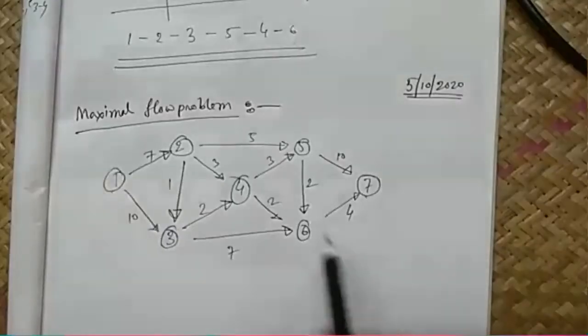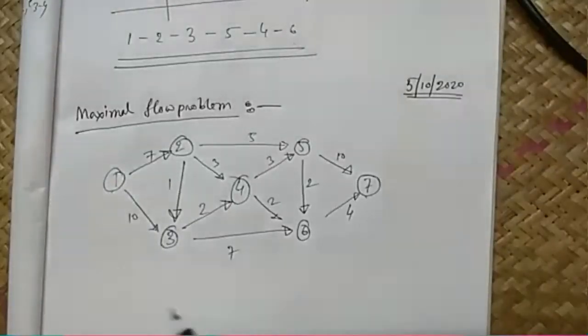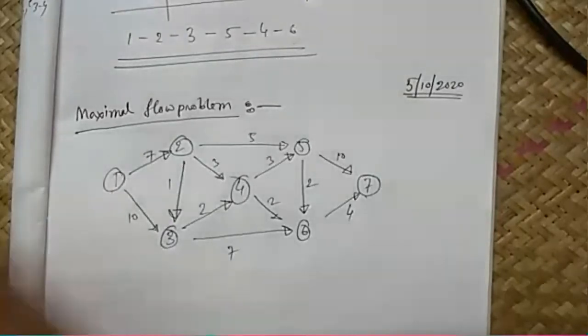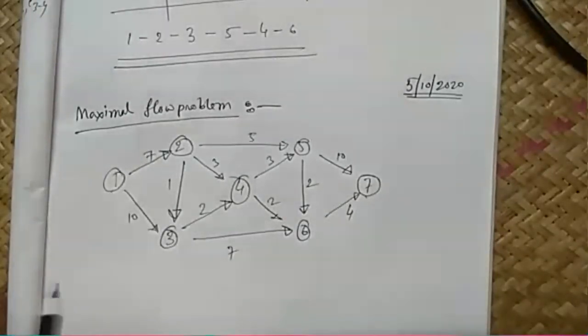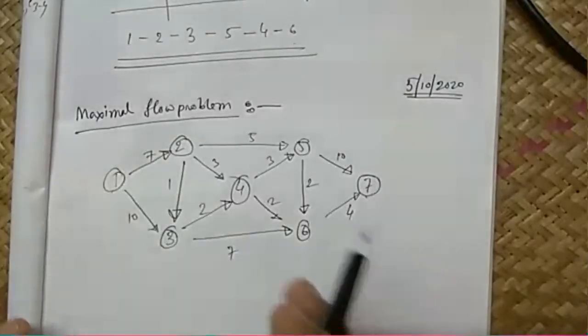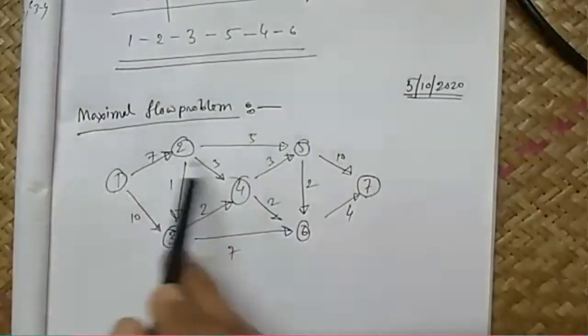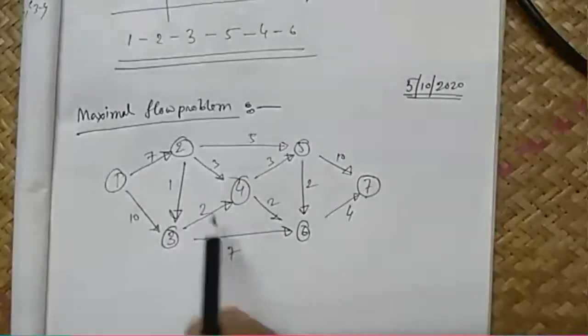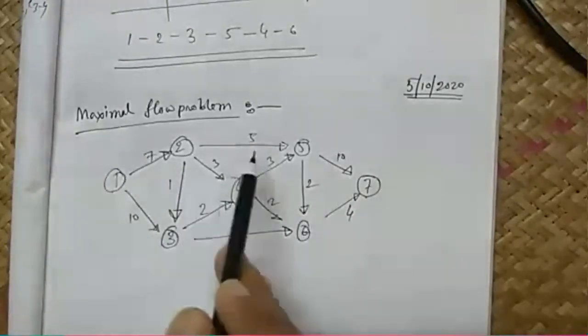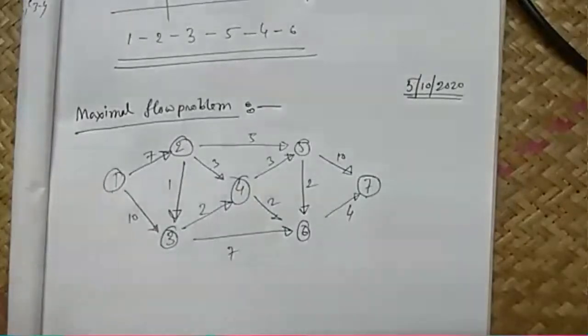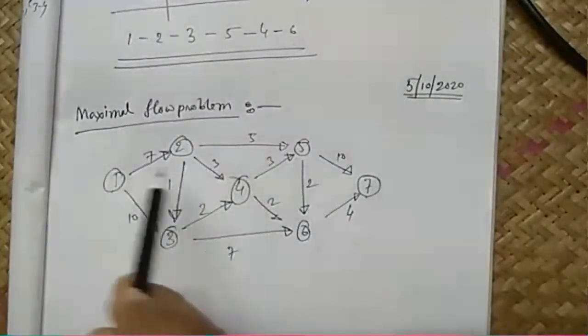And in this type of problem, the maximal flow problem, our objective is to flow the maximum number of components or maximum quantity of component or product through this network. So these digits over the arrows, these 7 5 3 1, these digits which are beside the arrow, these actually are the capacity of that path.